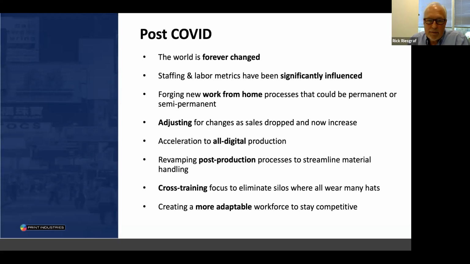We're going to see some of these labor metrics and staffing. We mentioned that earlier. Things have changed. I know a lot of our members, a lot of our clients changed the way they did their work, their processes, their staffing. There was a lot more collaboration, and that continues to this day, and will continue going forward.